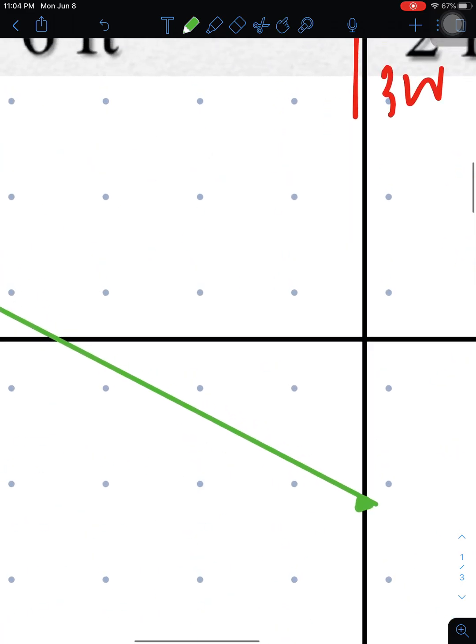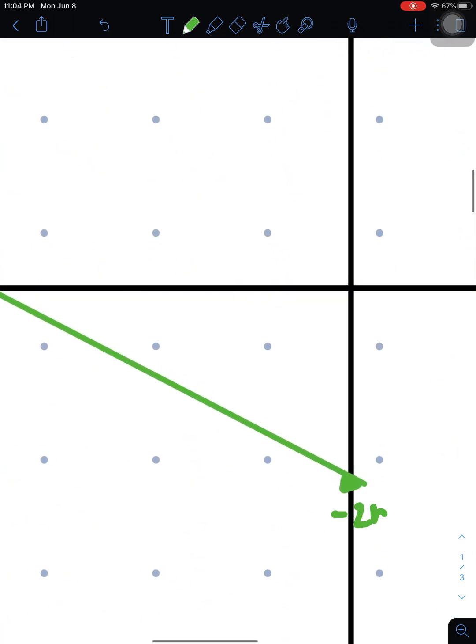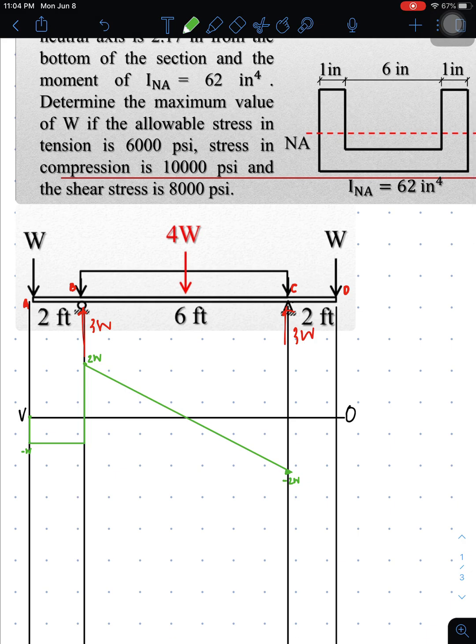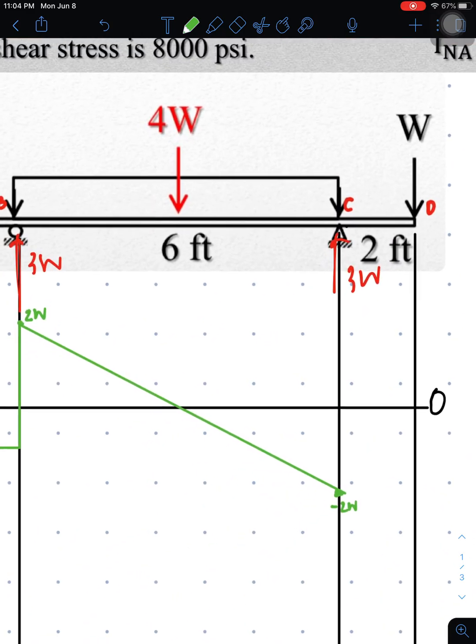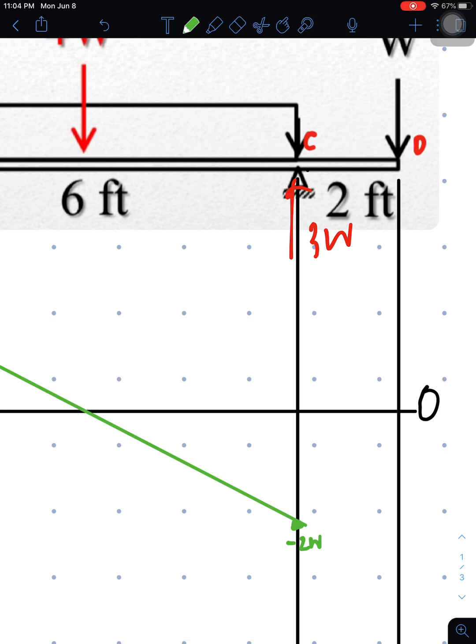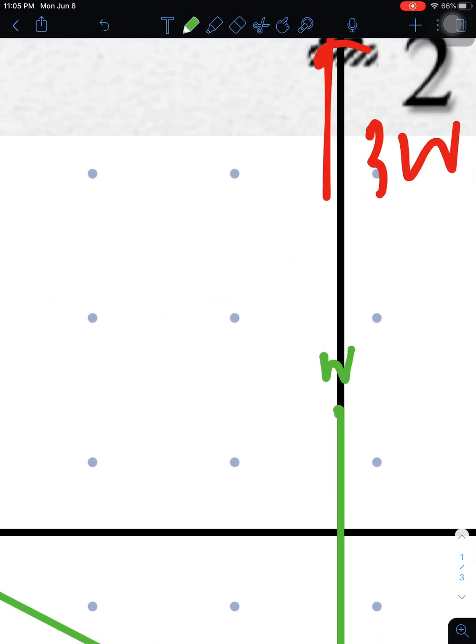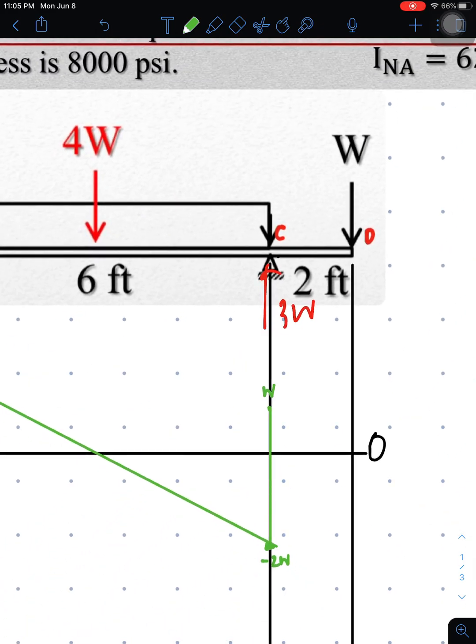There. And the value here is negative 2W. And the next value is the difference between the negative 2W and the 3W. So the answer would be 1W here. So I connect, and this is W. Okay, plotting point D. So there is a concentrated load at point D.